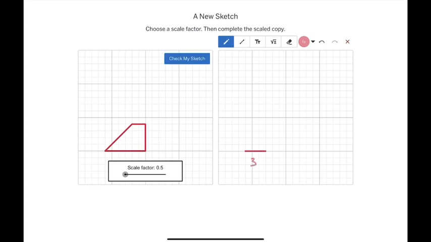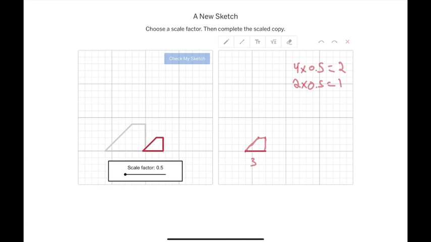And the original is 6. So I'm cutting everything by half. I know that from here up started at 4. 4 times 0.5 is going to be 2, so I'm going up 2. Then I want this distance here. It starts at 2, so 2 times 0.5 gives me 1, so I'm going for 1. And I know that it connects at the very end. So we can check it now, and it looks good.